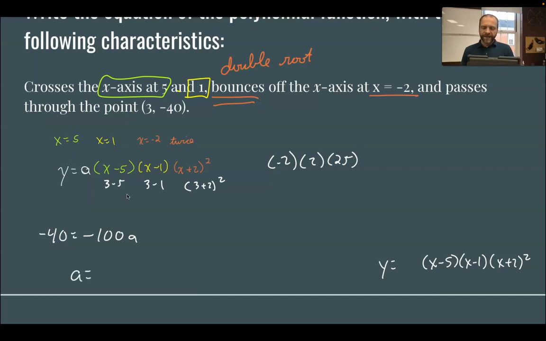If I do that, I'm going to get 4 over 10, because I can simplify one of the zeros. That's good news. And negative divided by negative is positive. 4/10 is the same as 2/5. So that is my answer. Notice all I did was put my a down. When I had this part right here, I knew the majority of my answer. My job was to find a.